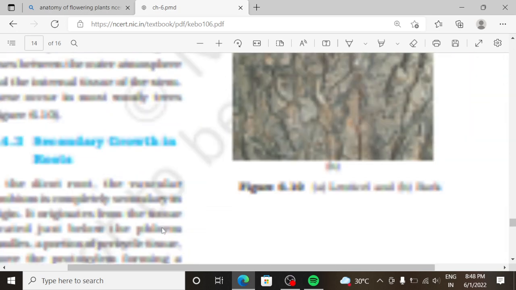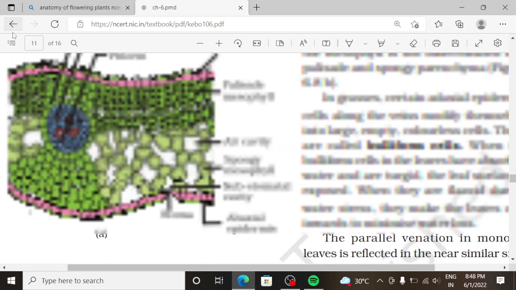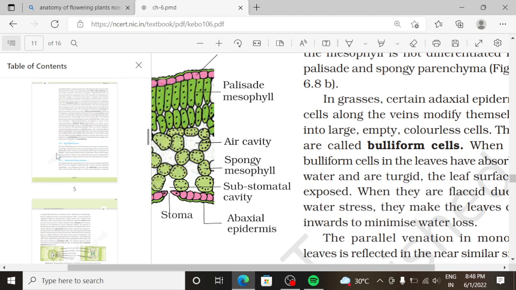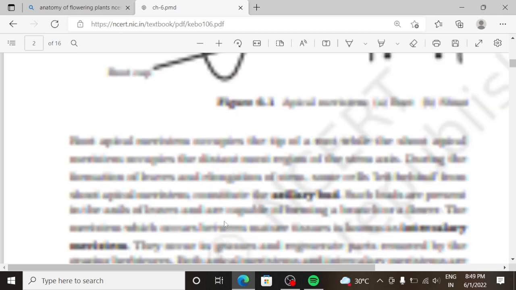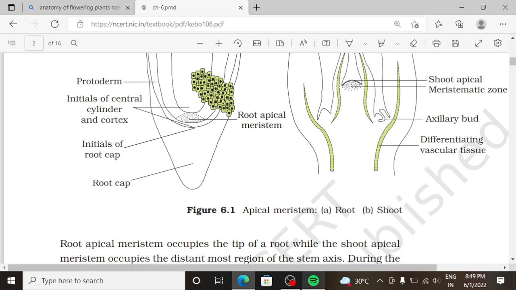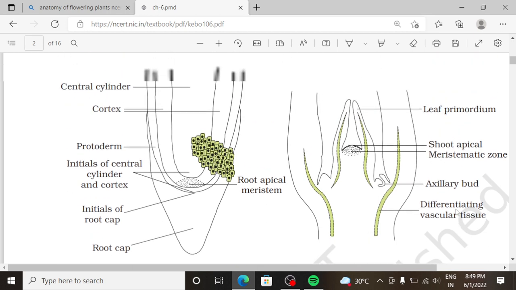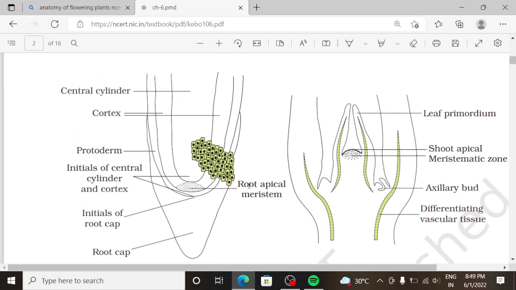Now let us quickly go through the diagrams of these lessons. On the first page, this is a lesson of 16 pages, a moderate lesson. It's not so big, it's not so short. This is the diagram of the apical meristems. The first diagram, A, is of the root. You can see the root apical meristem, root cap, initials of root cap, initials of central cylinder and cortex, protoderm, cortex and central cylinder.